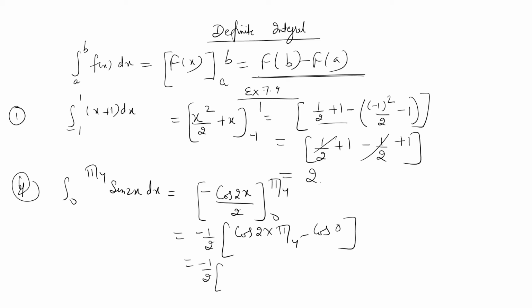So cos of 2 into pi by 4, that is pi by 2. So cos 90 is 0. Cos 0 is 1. So the answer is plus 1 by 2.